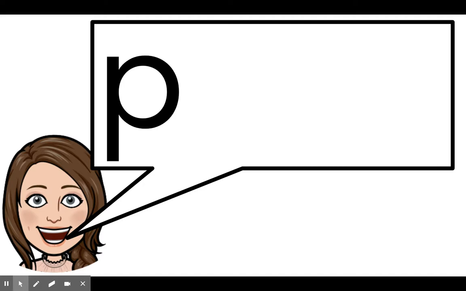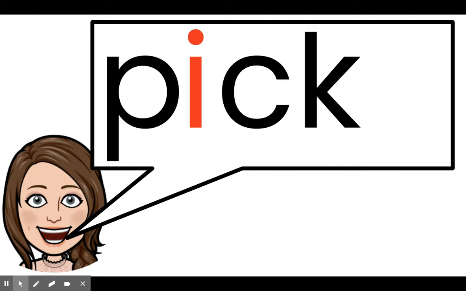Sound. P. Sound. I. Sound. K. Blend. Pick. Read. Pick. Remember, when you have a short vowel in a word followed by the k sound immediately after the short vowel, you're going to use the spelling CK. So in this word, p-i-k, that short I was followed immediately by the k, so we need to make sure when we spell that word, we add CK. Good work.